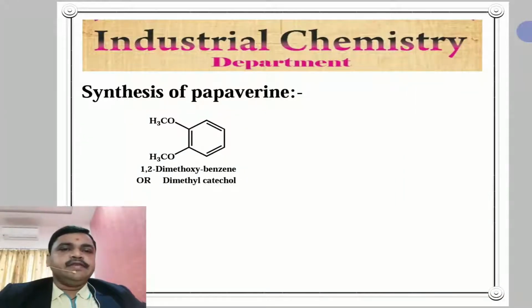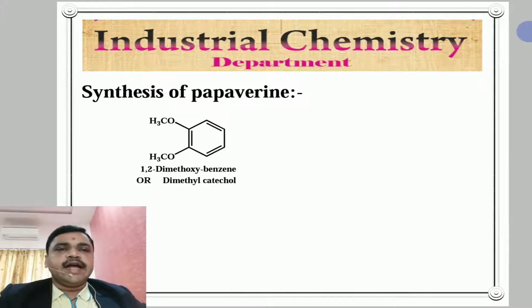Papaverine is synthesized in two steps. In the first step, we synthesize homoveratrylamine. The second compound is homoveratroyl chloride. So first of all, we synthesize homoveratrylamine, and then we synthesize homoveratroyl chloride.